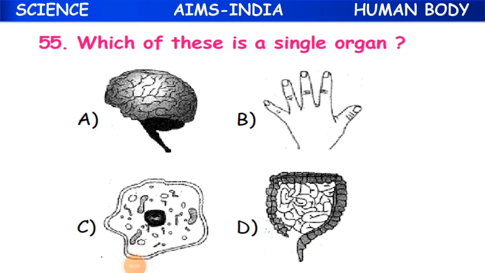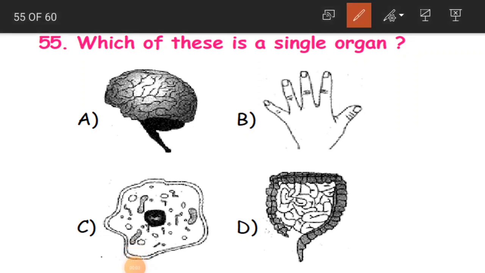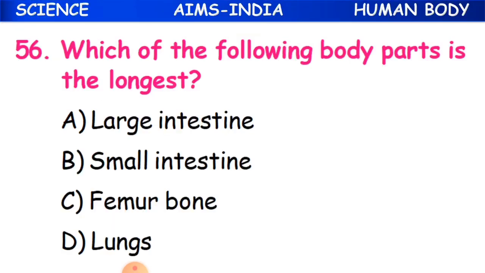This is a single organ. See, children, here we have 4 pictures. This is the brain, this is the hand, this is an amoeba. It is a single organism. It is not an organ, it is a single organism. And this is the intestines. Here you can see 2 organs, here also 2 organs. But the hand, that is B, has a single organ. So B is our correct answer.